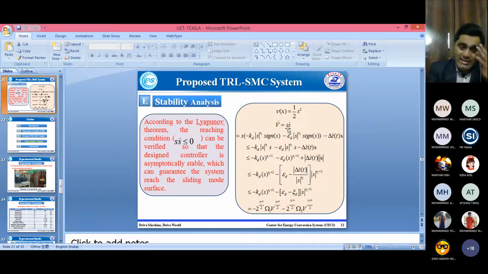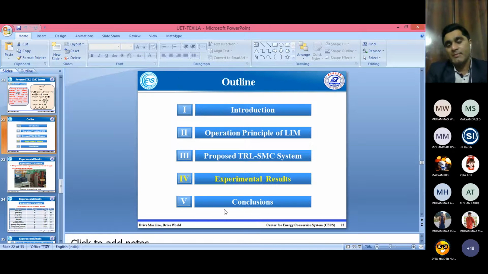This equation would be just like this. Now we put the previous equations for the control law and surface, and we solve it using mathematical equations and inequalities. Finally, we got this equation, which contains negative values. Whenever all negative values come in the final step of the equation, we can say that it is less than or equal to 0. So the reaching condition is satisfied on the designed slide mode control system for the LIM.